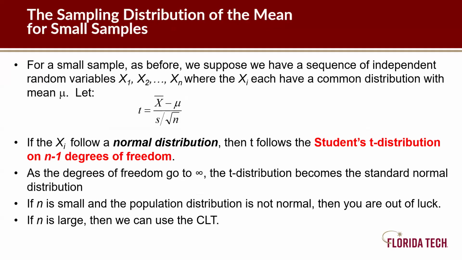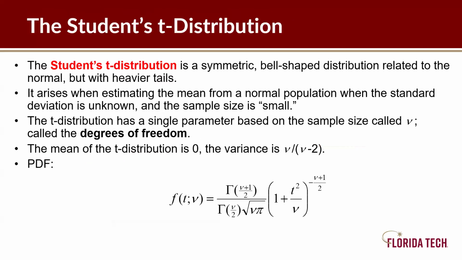So for small samples, as before, we have a sequence of independent random variables where the x_i each have a common distribution. Now we let t be (x bar minus mu) divided by s over the square root of n. If the x_i follow a normal distribution, t follows what's called the Student's t distribution. I think I mentioned that before. As the degrees of freedom go to infinity, our t distribution becomes the standard normal distribution. If n is small and the population is not normal, you're out of luck. If n is large, then we can use the central limit theorem.